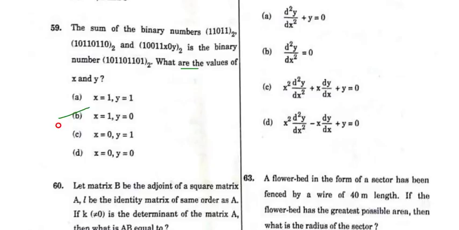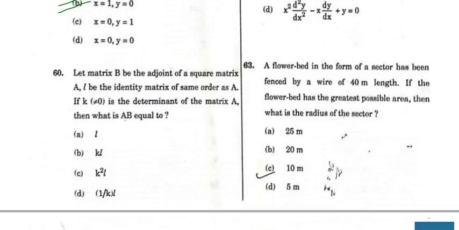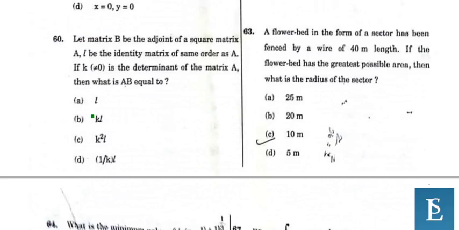Okay. Next question is let matrix B be the adjoint of the square matrix A, and L be the identity matrix of the same order as A. If K is not equal to 0 is the determinant of the matrix A, then what is AB equal to? The answer will be B, K square L, sorry, KL. The answer is KL. Okay.